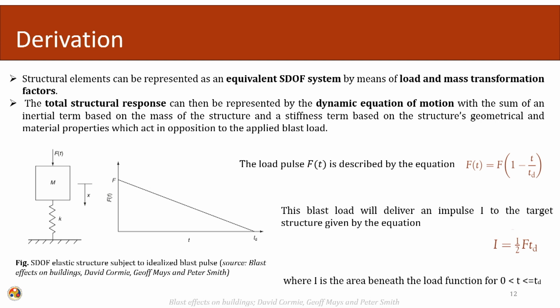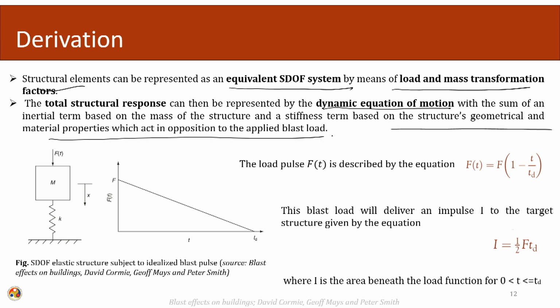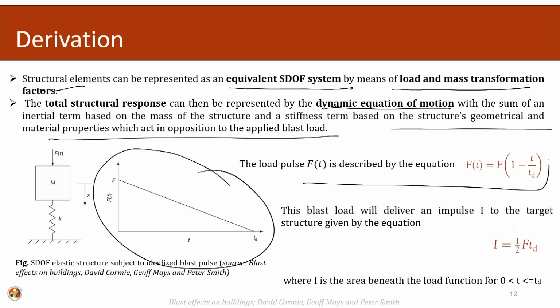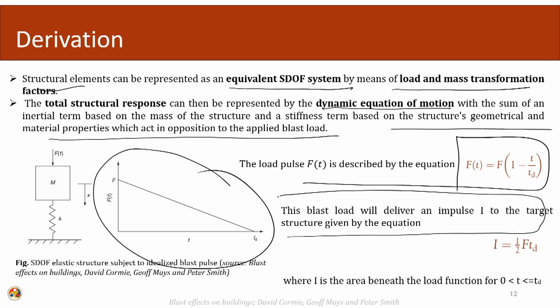So, moving ahead, the structural elements can be represented as an equivalent single degree of freedom system by means of load and mass transformation factors. The total structural response can then be represented by the dynamic equation of motion, the one we were talking about just now, with the sum of an inertial term based on the mass of the structure and the stiffness term based on the structural geometry and the material properties. So, depending upon the different loading equations, we can represent the load functions. The blast load will deliver an impulse I to the target structure given by this equation. This is nothing but the area under the positive phase duration.